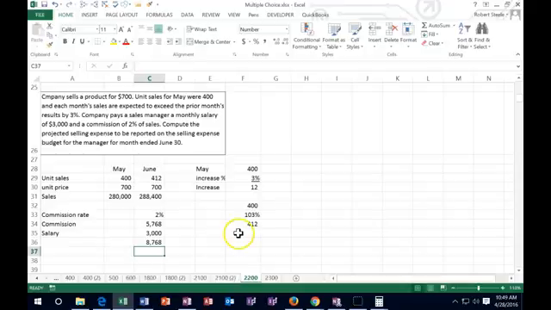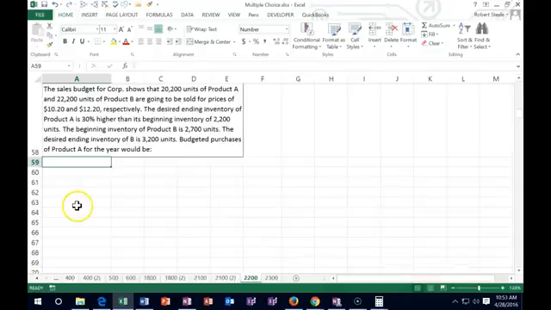It would be the same type of thing, graph like this, but you want to be able to efficiently do that by hand. Alright, next one here.